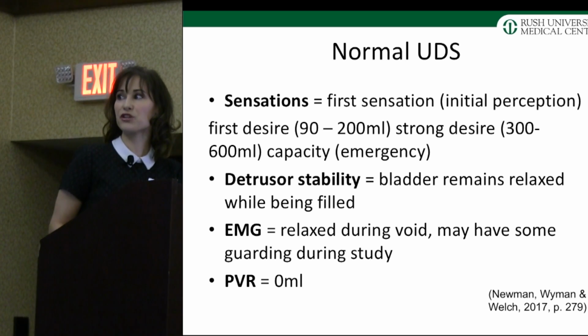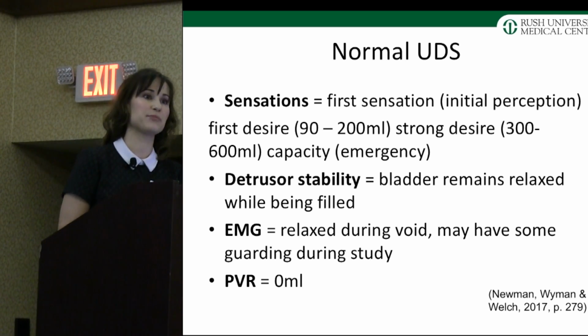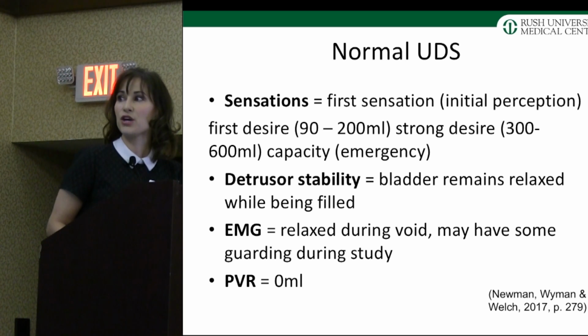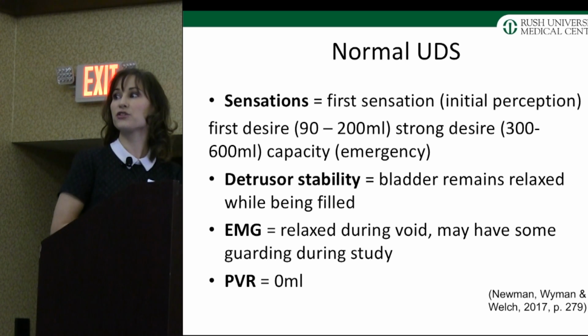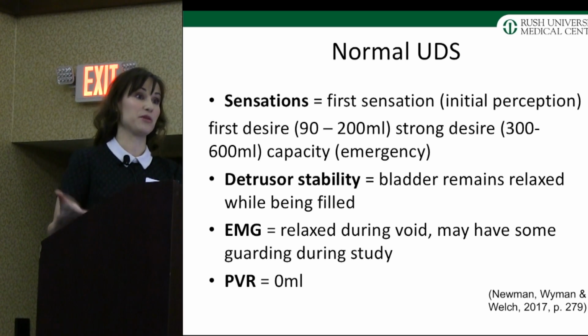Your sensations. Your first sensation is their initial perception of, yes, I can feel something going into my bladder. Your first desire averages between 90 to 200. Strong desire averages for a normal patient between 300 and 600. And then when we talk about capacity, that's when the patient is describing an emergency.